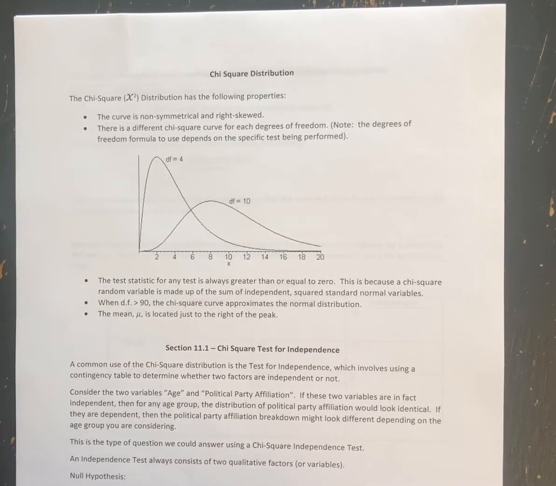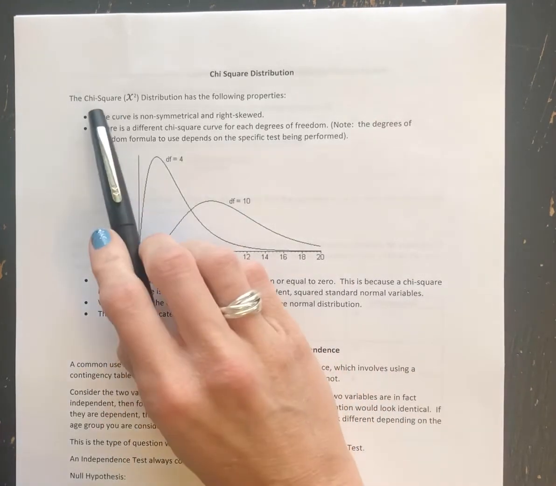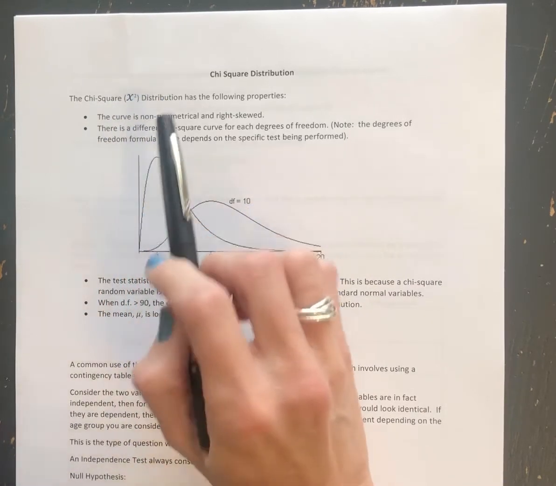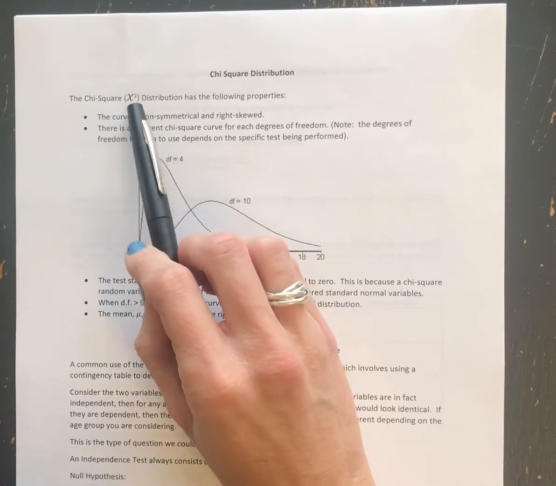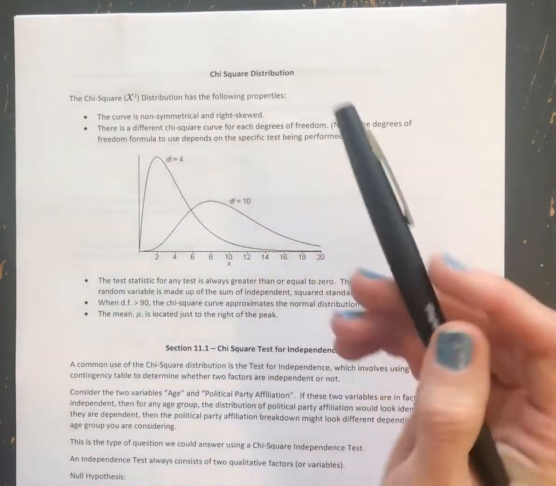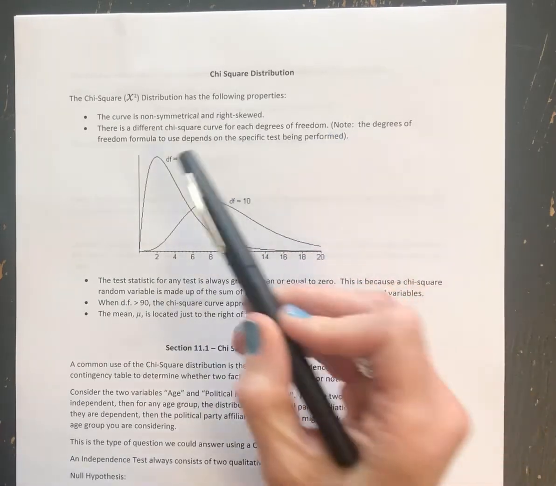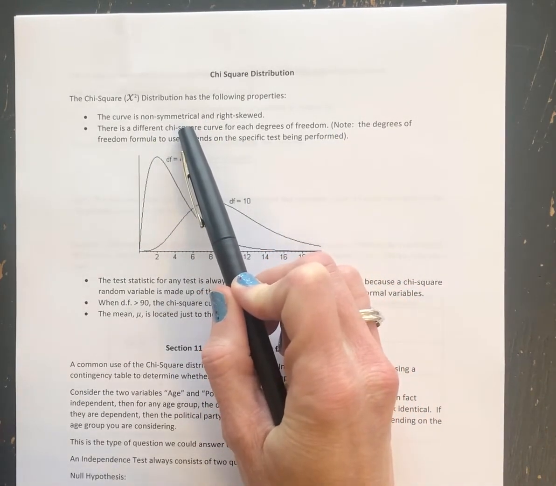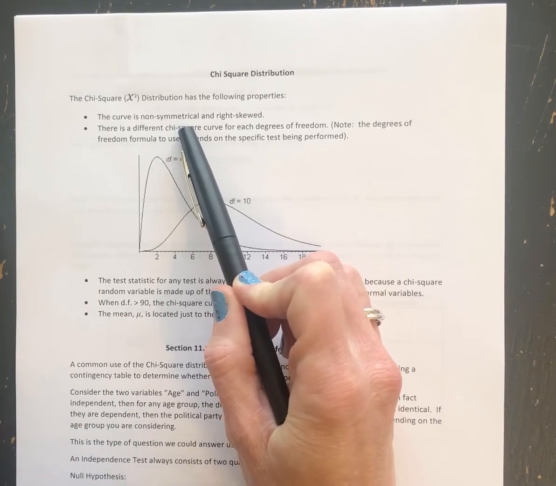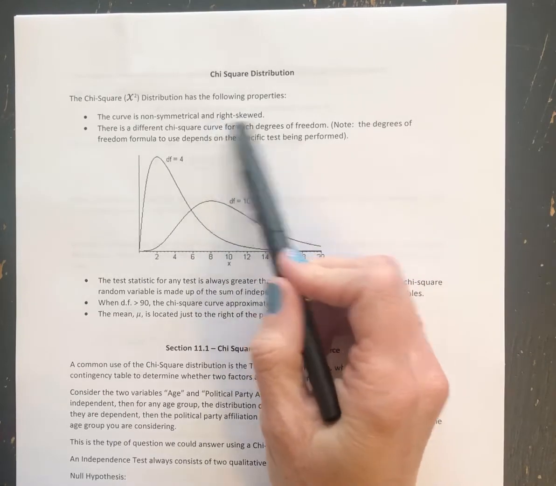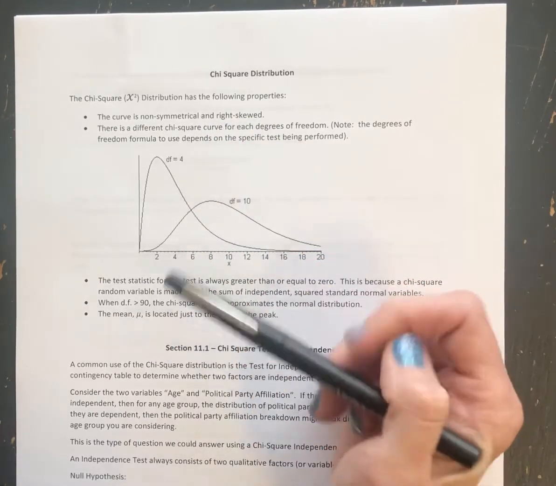So the chi-square distribution, we're going to use this Greek letter chi, and then it literally has an exponent of 2 there, as in squared. So chi-squared distribution. Some properties about it. So this curve is not symmetric. I know that the normal distribution we've learned so far and the t-distribution have both been symmetric. This one is not. It is going to be right skewed.